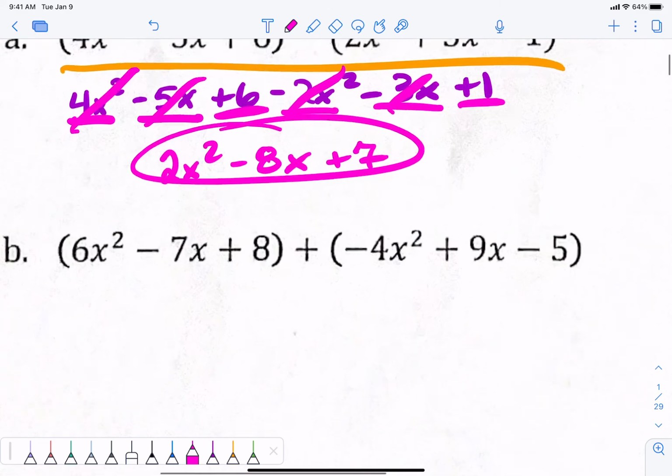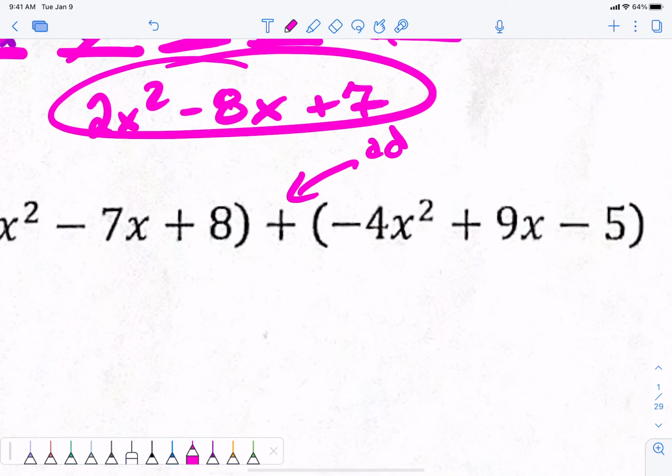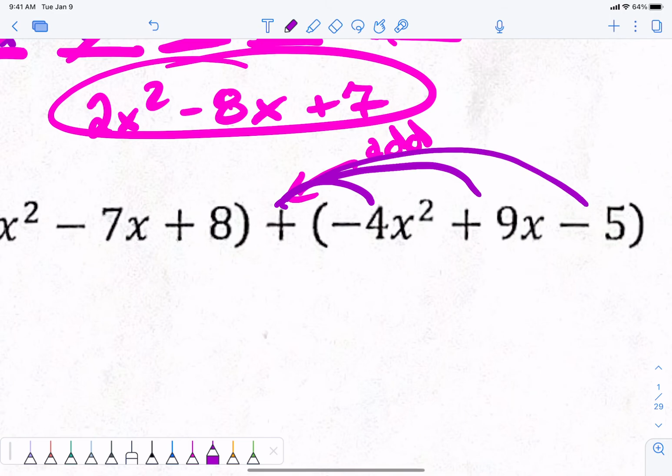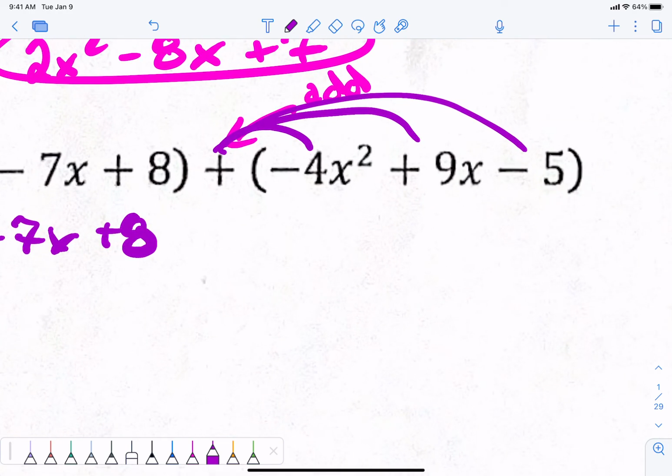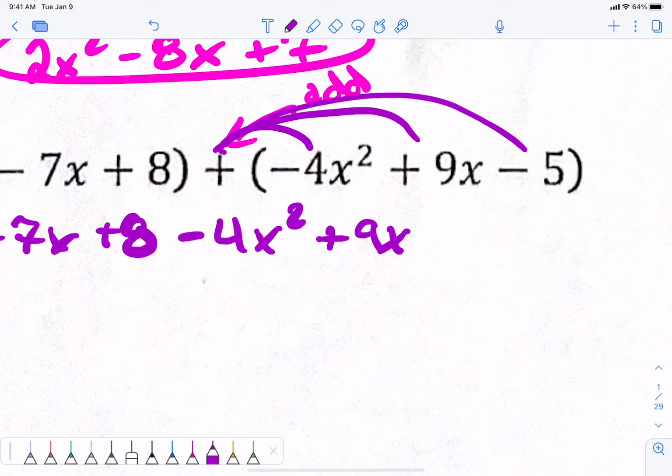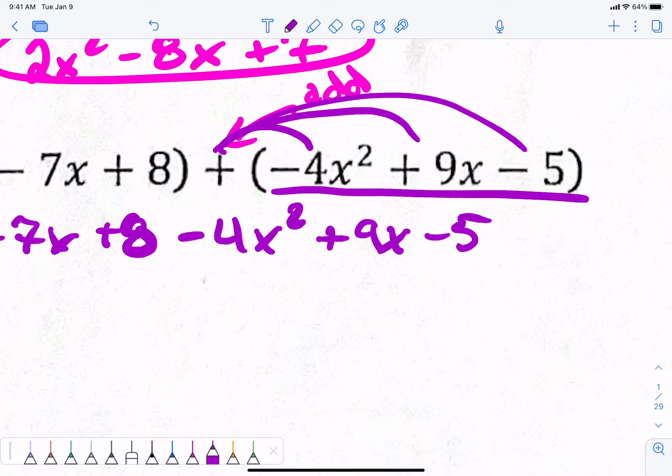So now we're adding these guys. We're adding in between those two. Really, like minus, we do have to distribute the plus sign. This guy's just going to chill. We're going to rewrite him: minus 7x plus 8. But a positive times a negative 4x squared? He stays negative 4x squared. A positive times a positive 9x is plus 9x. A positive times a negative 5 is negative. When you're adding, it's just dropping the parentheses. You are distributing the positive, but he's not changing sign.